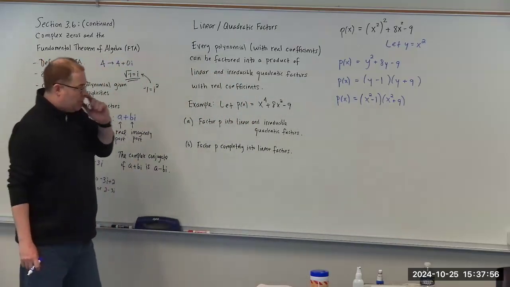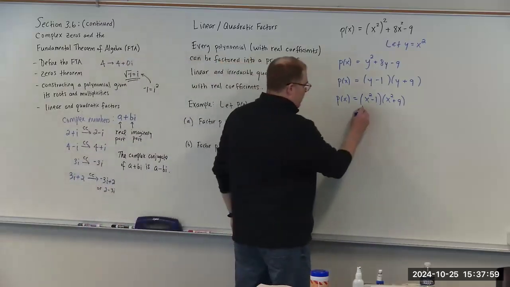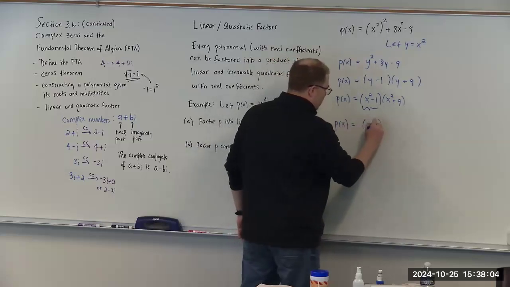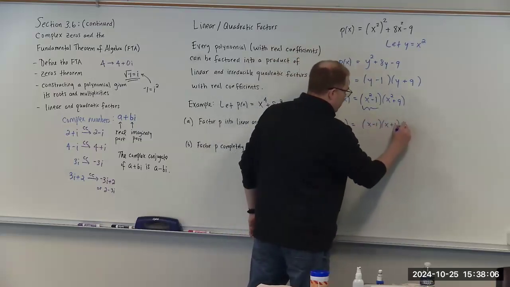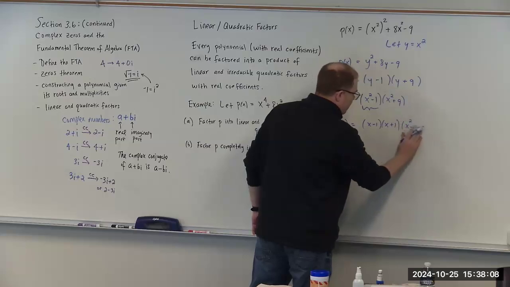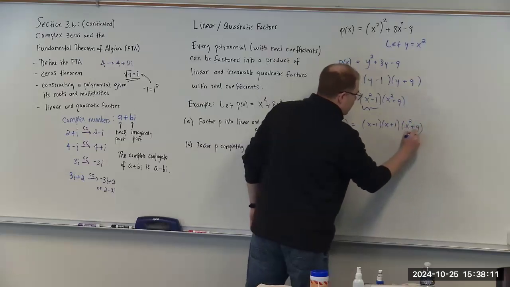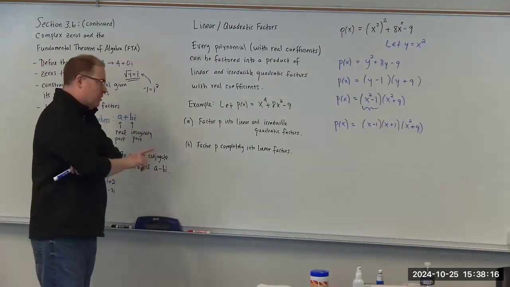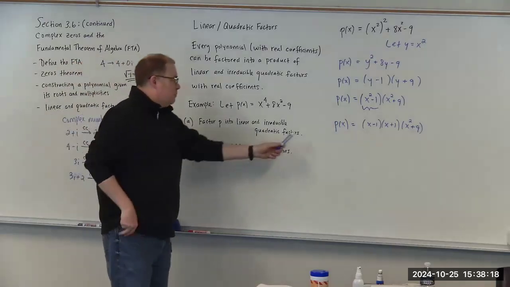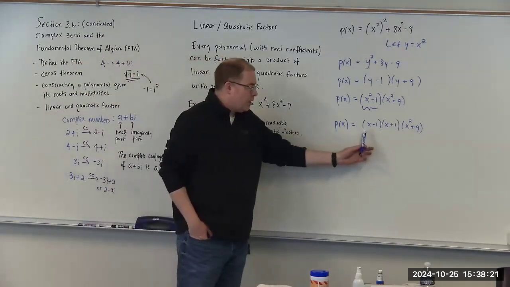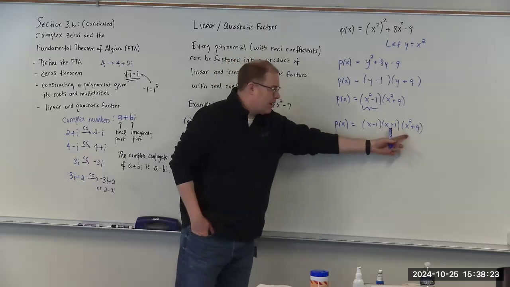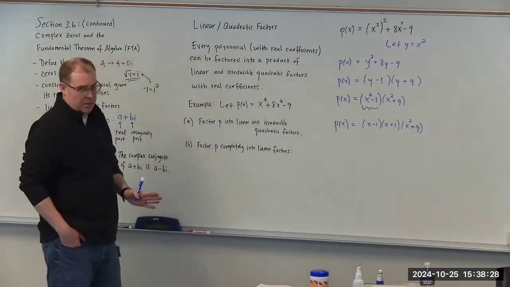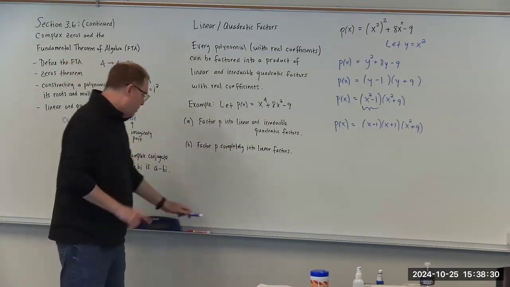And then we have what's called a difference of two squares, so we can break this up even more. So this is going to be x minus 1 times x plus 1 times x squared plus 9. So this is what it means that if we're not allowing complex numbers, then P is written as a product of linear factors and quadratic. In other words, we can't reduce this any more, because we're only considering real numbers here.